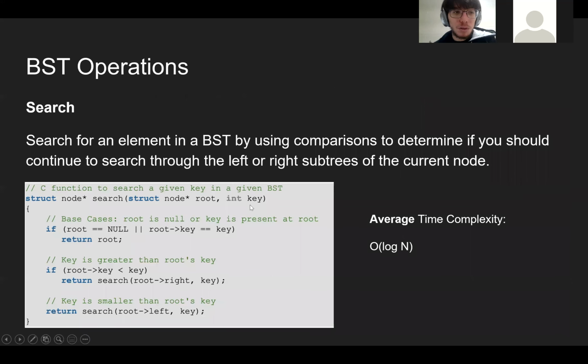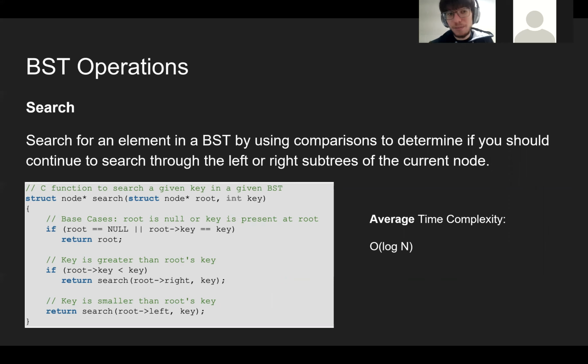Okay. So now we're going to talk about binary search tree operations. So binary search tree operations, there are 3, right? There's search, there's insert, and there's remove. And the time complexity of all of them is the same. They're all log n, right?